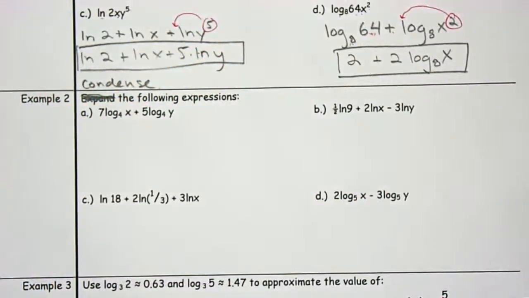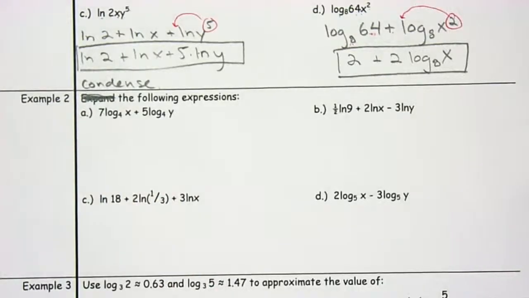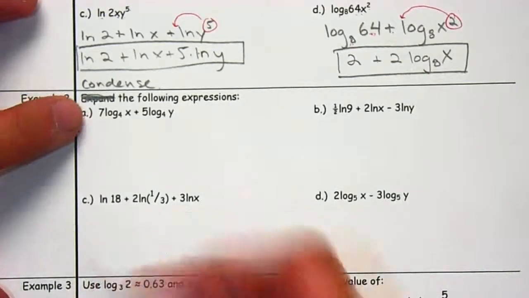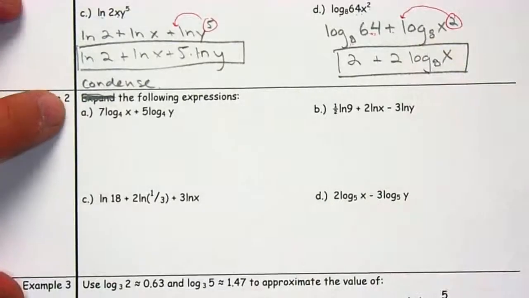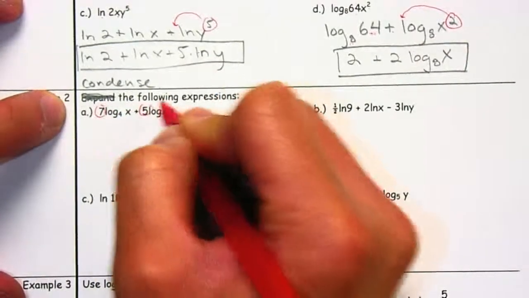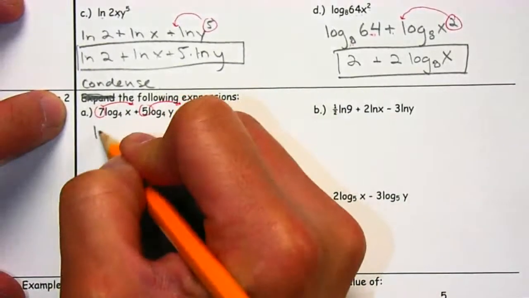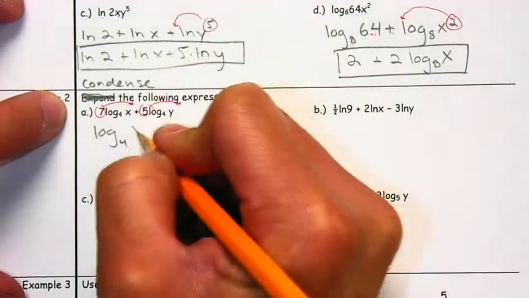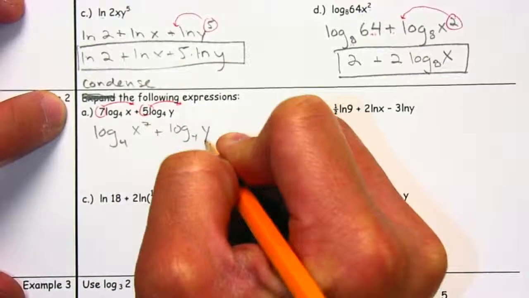So if it says condense the following expressions, now we're going to take multiple logarithms and turn it into just one logarithm. So if you ever write the logarithm more than once, you're doing it wrong. We only want one logarithm at the end. So first, we're going to go backwards, just like how we did the exponents last. That's the first thing we're going to take care of. These numbers in front, let's pop them back into the exponent. And I'm left with log base 4 of x to the 7th plus log base 4 of y to the 5th.